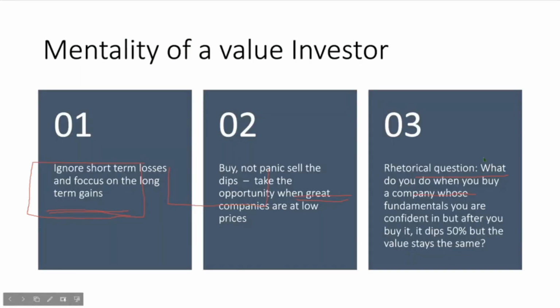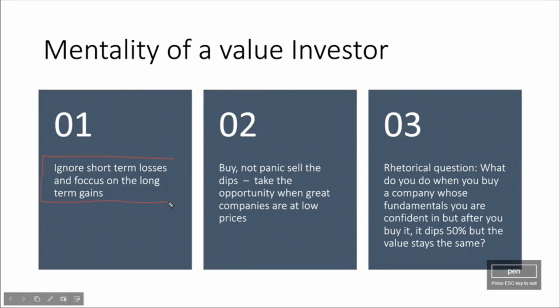And let's go on to the mentality of a value investor. So, first things first, this is the most important thing. Even Warren Buffett said this in an interview on TV, and that is to ignore short-term losses and focus on long-term gains. Or rephrased in the words of Warren Buffett, if you're going to do stupid things when your stock goes down, you probably shouldn't own a stock. You really need to focus on the long-term gains, not on the short-term losses, which may occur from market volatility and fluctuations.